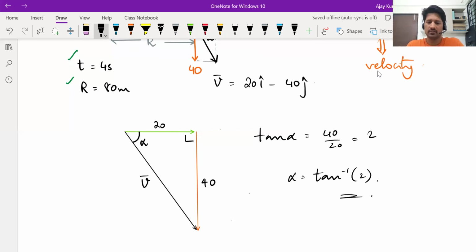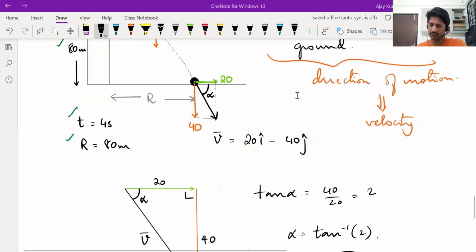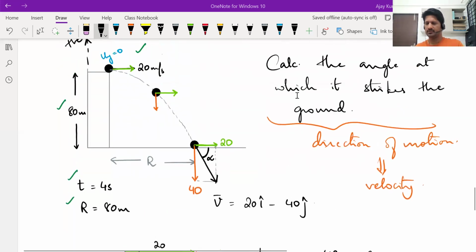Is this clear to all of you? Any questions in this? Okay. Next question, same situation. What is the speed with which it hits the ground? I am not writing the question. You also don't need to write, think and try to answer directly. The speed with which it hits the ground.